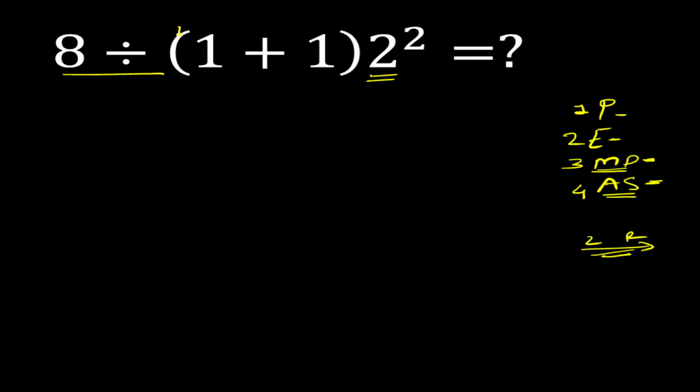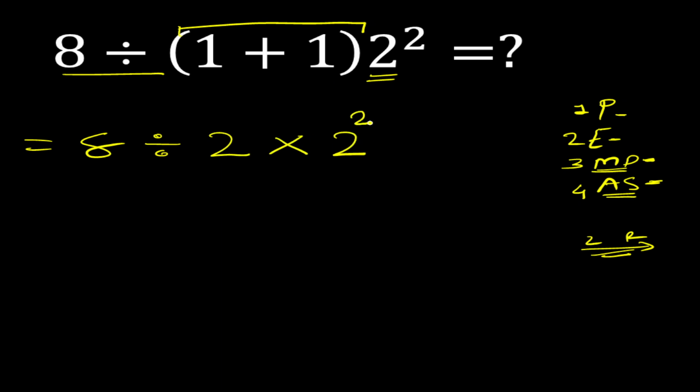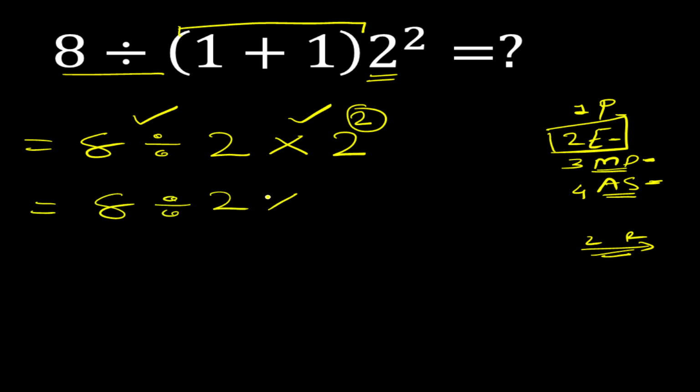Now in this question, first we have to solve this parenthesis, right? So it is equal to 8 divided by, now solve this parenthesis, 1 plus 1 is equal to 2, multiply 2 square, right? Now here we have division, here multiplication, and here exponents. So second priority is exponents, right? So 2 square is equal to 4. So 8 divided by 2 multiplied by 4.